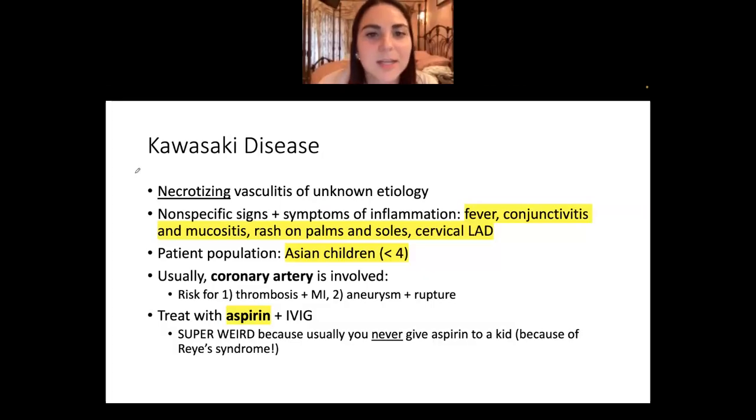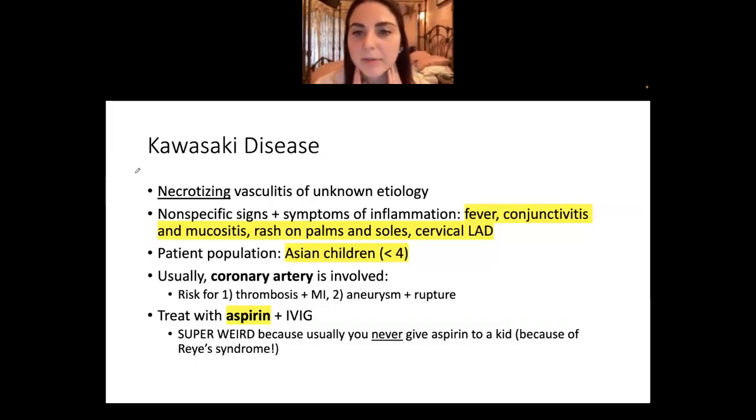All right, Kawasaki. This is also going to be a necrotizing vasculitis of unknown etiology. They don't know what causes it. They think it's something viral, but they have no idea. No granulomas. So again, this is a true necrotizing vasculitis, so you're just going to see dead cells, probably due to blocking off blood flow. You'll see nonspecific signs and symptoms of inflammation, but specifically for Kawasaki, you'll see fever, conjunctivitis, mucositis, so you'll see strawberry tongue. You'll see a desquamating rash on the palms of hands, soles of feet, where literally the skin flakes off.